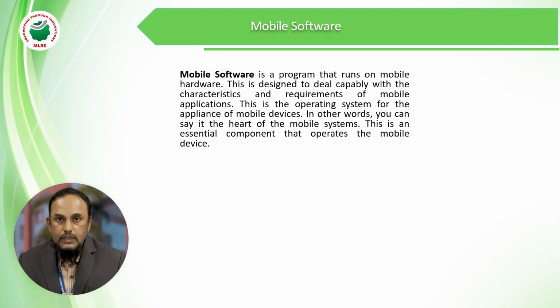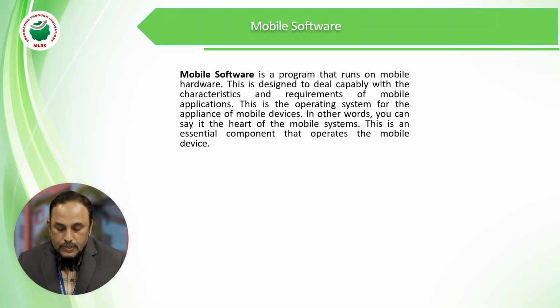For example, in smartphones, if you are using a Samsung smartphone, you require Android software. If you are using an Apple iPhone, you require iOS, that is the operating system. If you are using a BlackBerry phone, you require BlackBerry software to run this mobile device. That's why mobile software is very, very important for the mobile device.